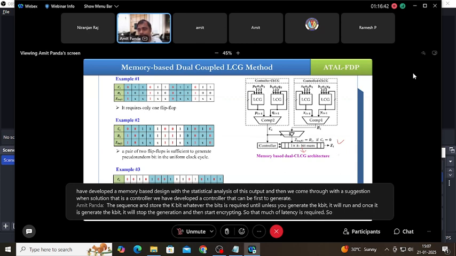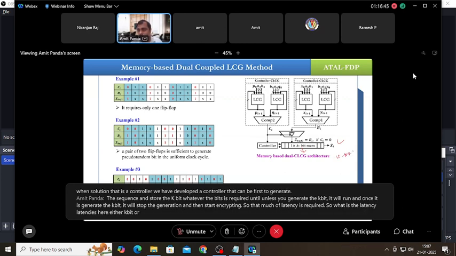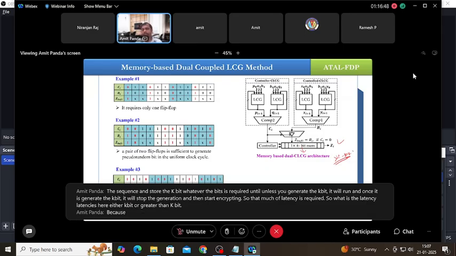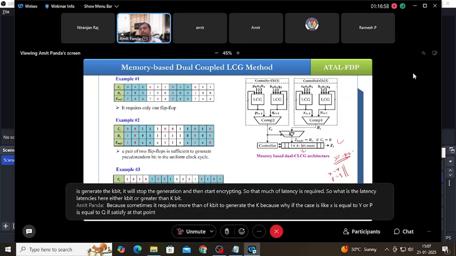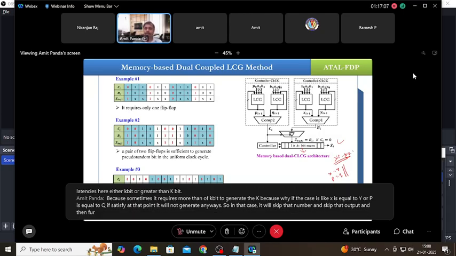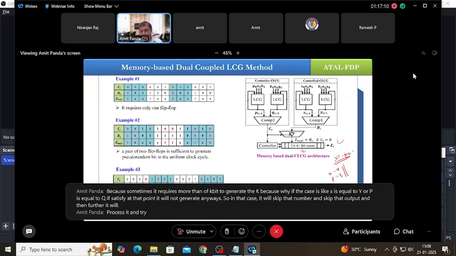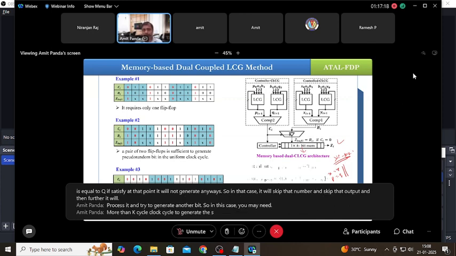So what is the latency? Latency is either k bits or greater than k bits, because sometimes it requires more than k bits to generate the k. Why? If the case is like x is equal to y or p is equal to q is satisfied, at that point it will not generate any bit. So in that case, it will skip that output, process further, and try to generate another bit. So you may need more than k clock cycles to generate the k number of bits. That is the latency involved in the process.